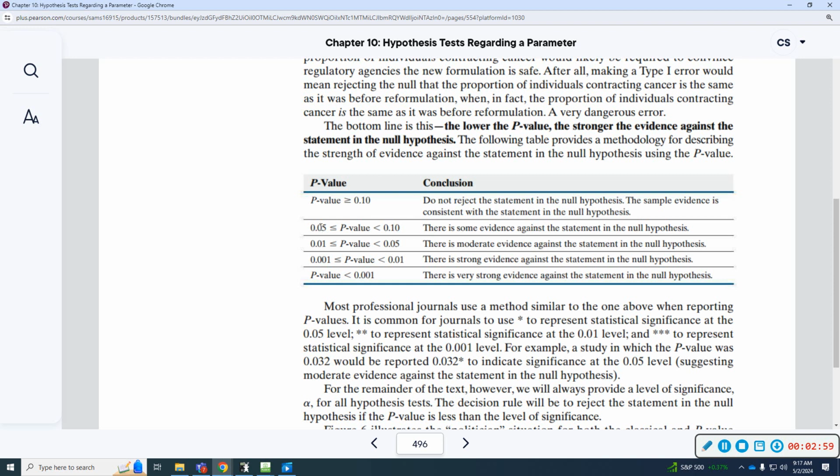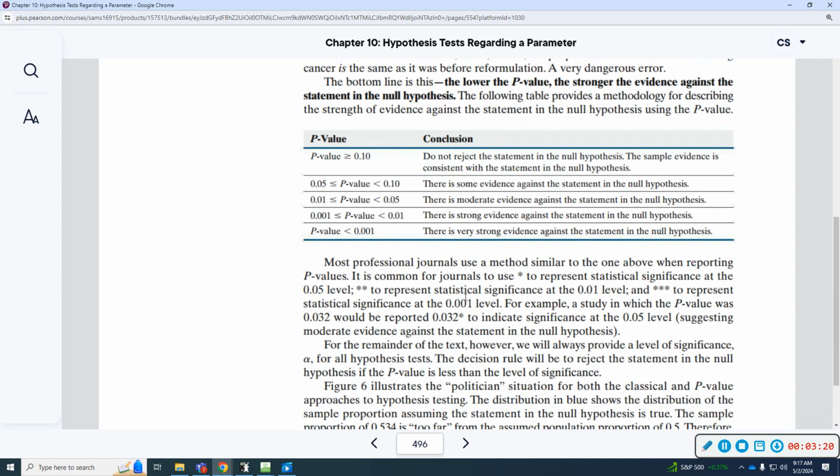So if we're between 5 and 10, there's some evidence against the statement in the null, and then the smaller the p-value gets, the stronger the evidence against the null. Okay, so higher p-value is weaker evidence, lower p-value is stronger evidence. So the smaller the value, the stronger the evidence against the null statement. So remember that. We'll see some questions like that in MyMathLab.